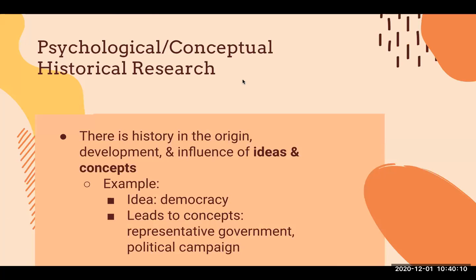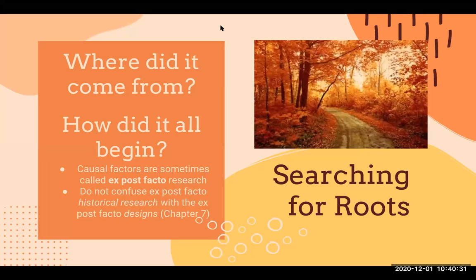As Wynn said at the beginning, remember that historical research does not simply relate to historical events, even though we covered those. It can also relate to the origin, development, and influence of ideas and concepts. So an example would be the idea of democracy leading to concepts like representative government and political campaigning. Think about it like a history book: you have the events and everything, but there are also terms, and those terms can branch off into future topics later, which might relate to your research.